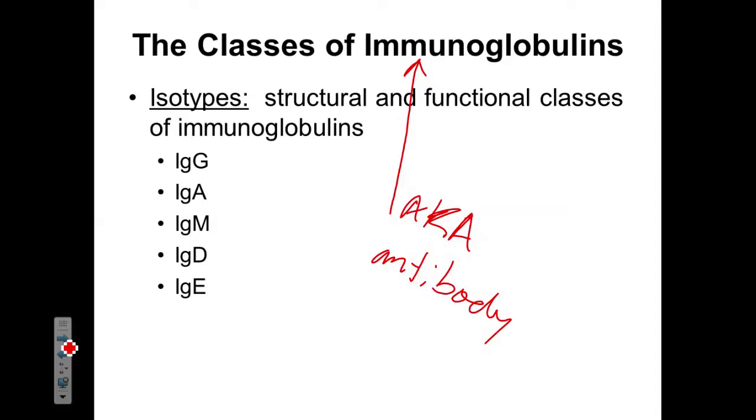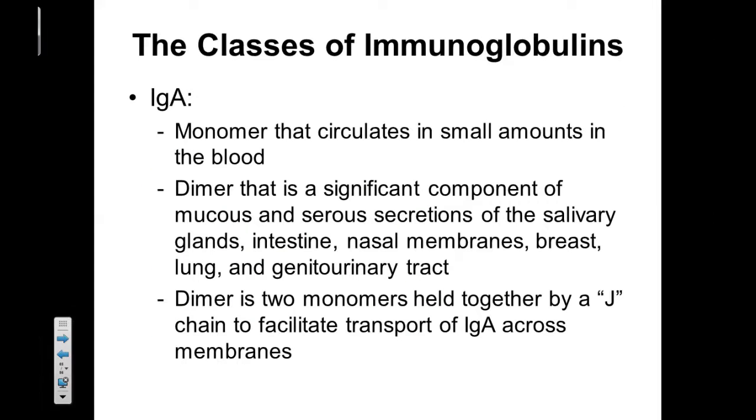We have different kinds of antibodies. Here are the 5 different kinds of antibodies that have been discovered so far in human beings: IgG, IgA, IgM, IgD, and IgE. Let's talk about IgA. IgA, immunoglobulin A, is a monomer antibody that circulates in very small amounts in the blood. It's a dimer form of an antibody, so we'll have two monomers stuck together to form the dimer of IgA.